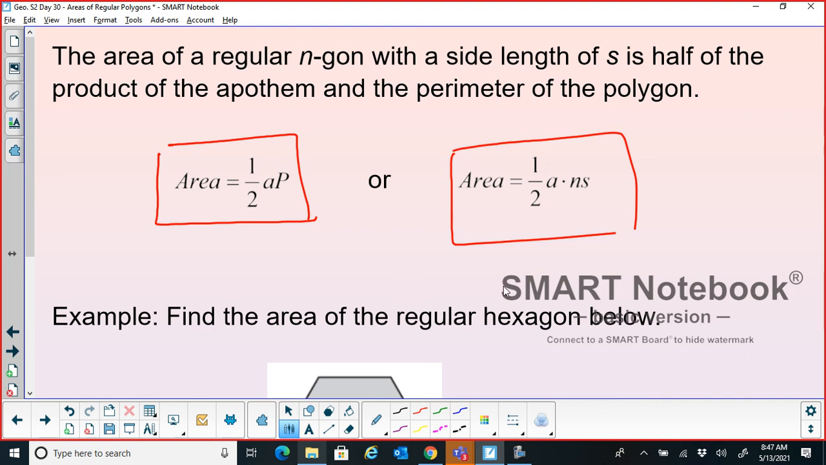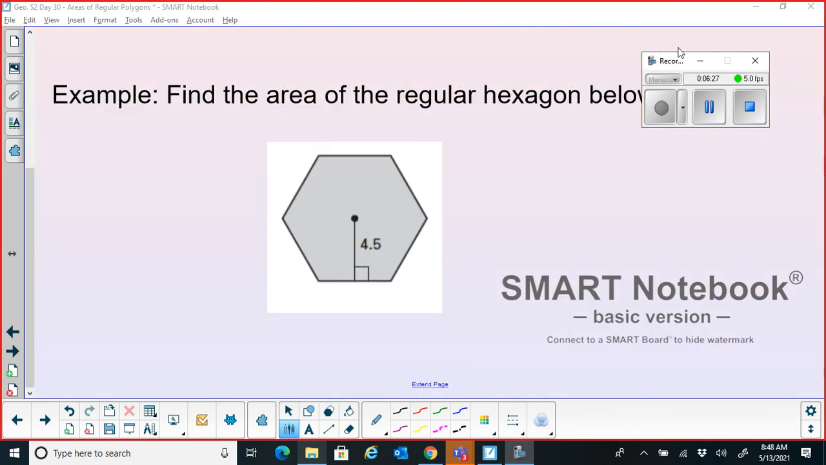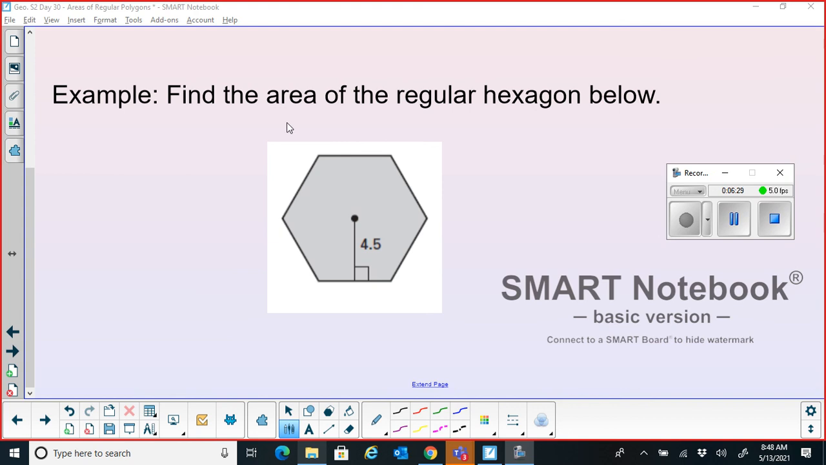Okay, just note down these two formulas. We will go over a problem based on this in another 30 seconds. Let me help you with one of the problems here. Find the area of the regular hexagon below.